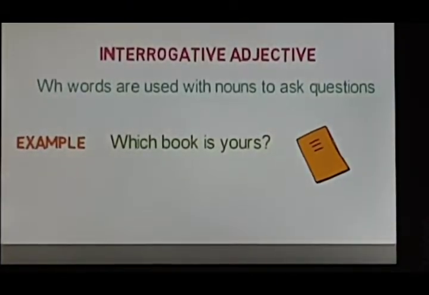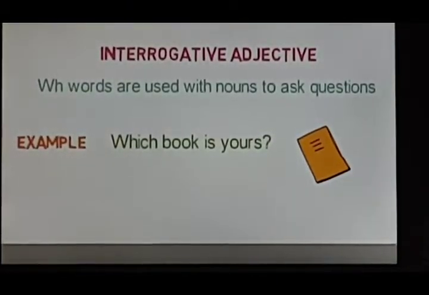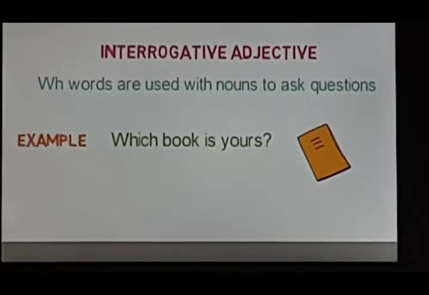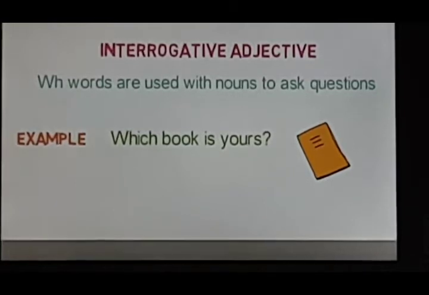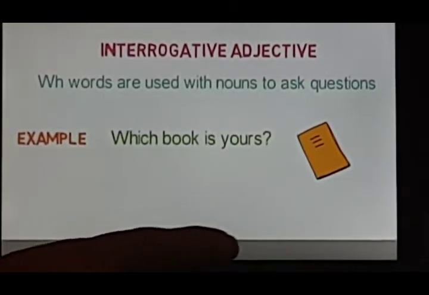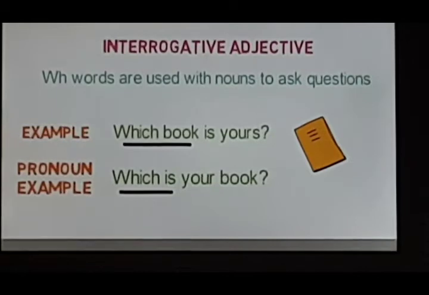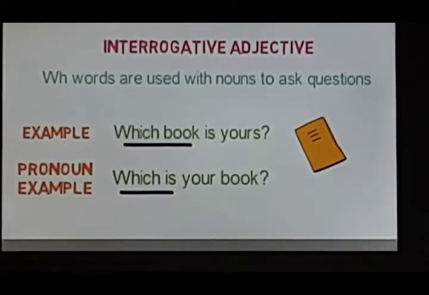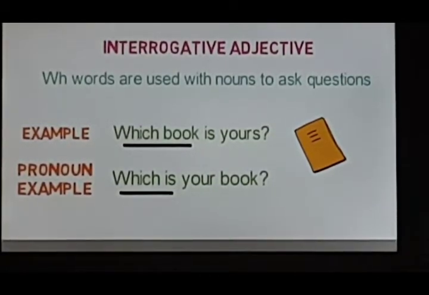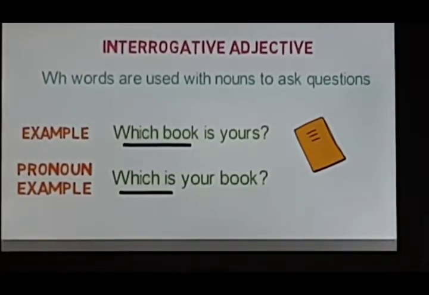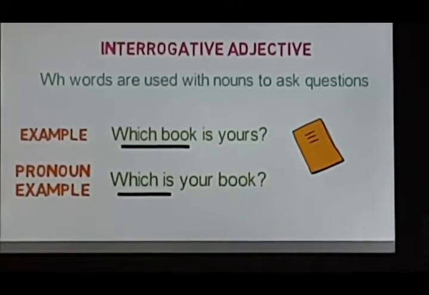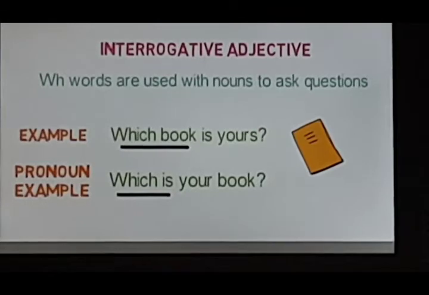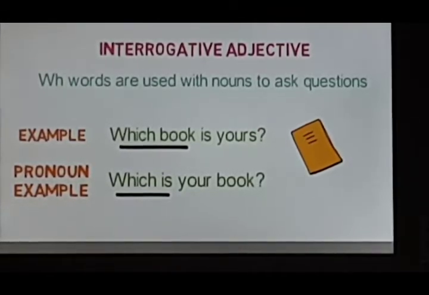Now an example: which book is yours? See here, which is the interrogative adjective and it is used with the noun. So it is an example of an interrogative adjective. Which book is yours? Which is your book? Again, these interrogative words can be interrogative adjectives as well as interrogative pronouns, and you have to identify whether this word is an adjective or a pronoun.